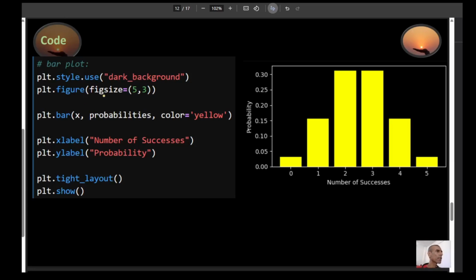And now I want to plot them. I want to see how exactly they look. So in this case, I'm calling a bar plot. Supply your x and your probabilities, and also give color equal to yellow. Put some x and y labels, and plot your graph. This is how your graph looks.